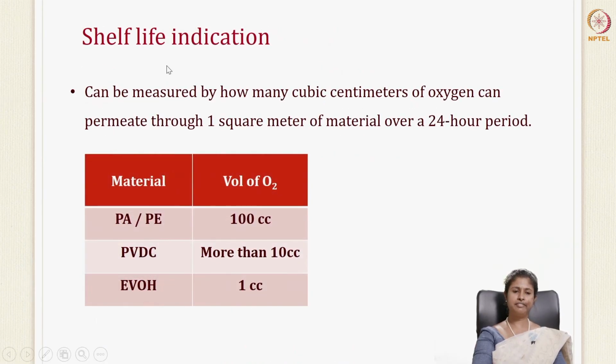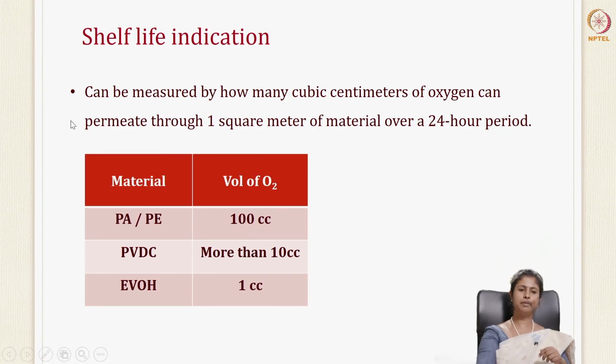Look at the shelf life indication. If you want to measure how efficient your vacuum package is, you measure how many cubic centimeters of oxygen can permeate through 1 square meter of a material in 24 hours. Basically, as you've learned in the test, they will not take 1 square meter itself. They'll take smaller layers and see how impermeable or permeable it is to oxygen in 24 hours and then convert it to 1 square meter.